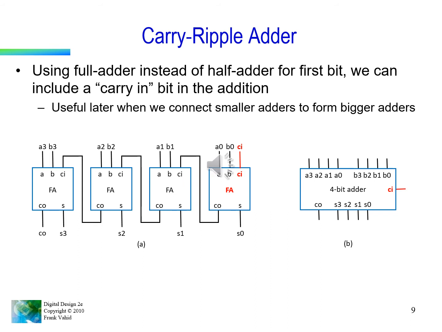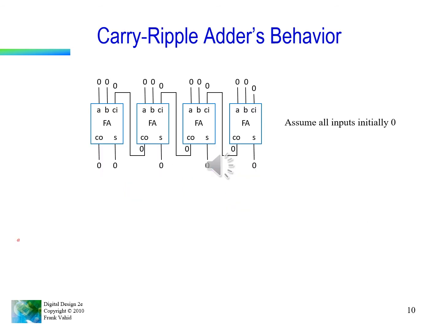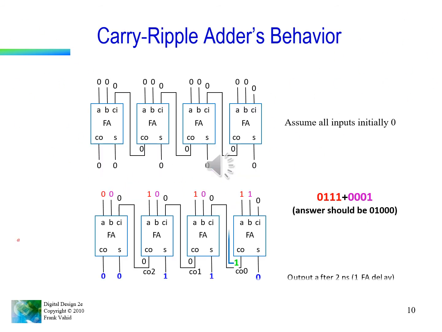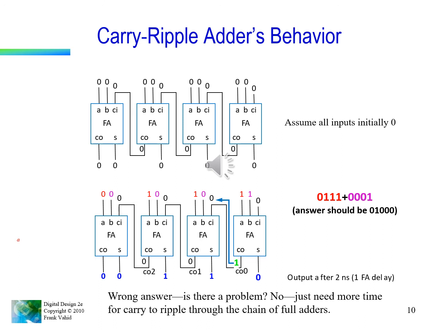So for a 4-bit adder, we have 4 full adders cascaded so that the carry output of one module goes to the carry input of the other. So this becomes a 4-bit ripple carry adder. Here you can see the example of two numbers, 0111 and 0001. 0111 is A and 0001 is B. So we give them to the input and see what happens.